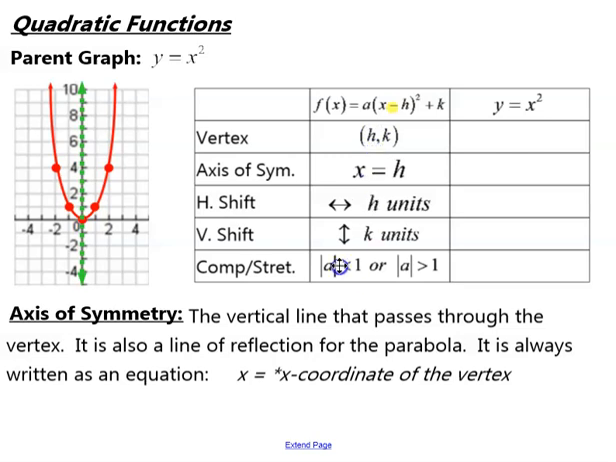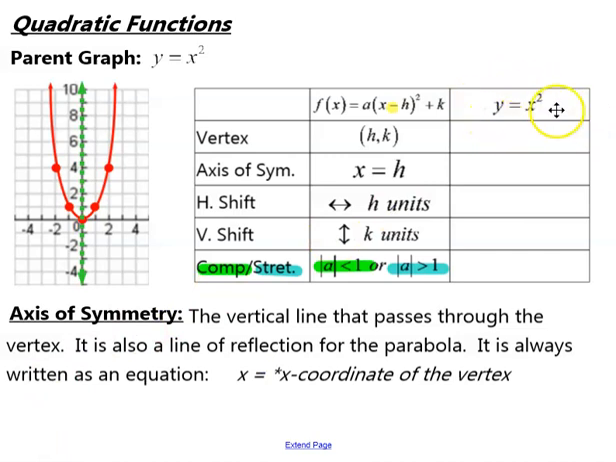Your horizontal shift is based on your h, the opposite sign of what it appears to be, and it's going to move it left or right. Your vertical shift is based on k, and it'll be the same sign as it appears, and it'll move it up or down. Now your compression or your stretch is based on the absolute value of a. So remember, it will be a compression if the absolute value of a is less than 1, and you'll have a vertical stretch if the absolute value of a is greater than 1.